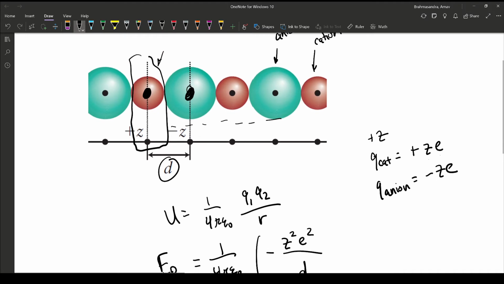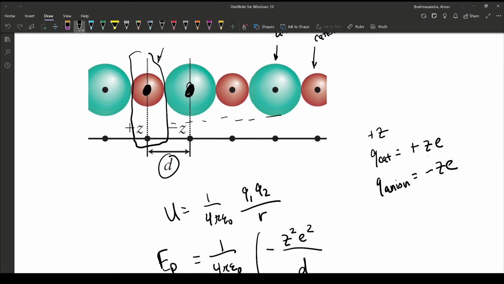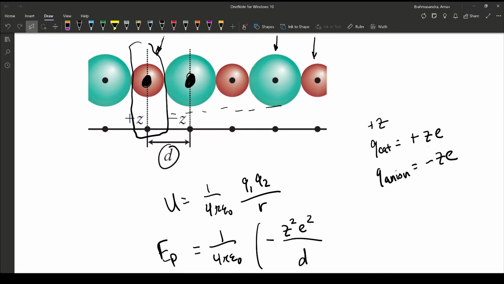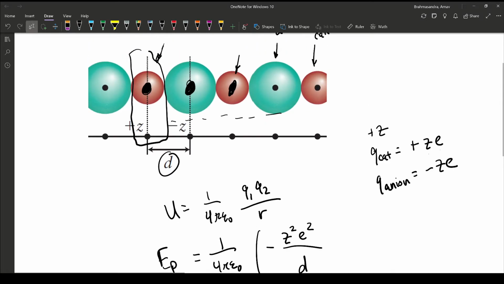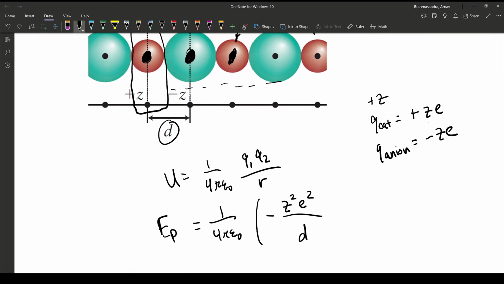Now let's look at our next interaction to the right. We just saw the interaction with the neighboring anion. Now we look two down, and we see this other cation. We have to look at the interaction with that cation, the cation-cation interaction. So we have two cations, which makes our Q1 Q2 just become Q cat times Q cat again.